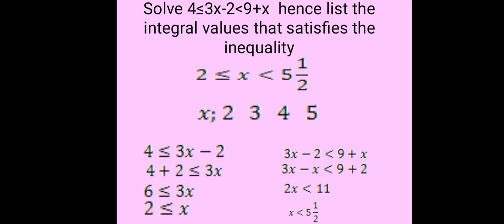we cannot go below 2 on the lower limit. So we start with 2, 3, 4, 5. We cannot say it is 5.5 because it has to be less than 5.5. So we take any figure that is lower than 5.5, and 5 is lower than 5.5.